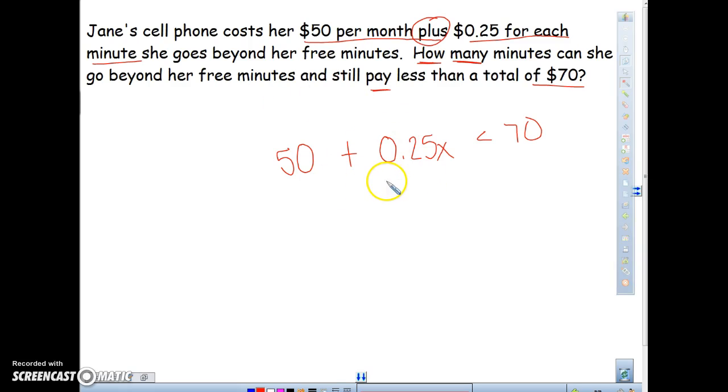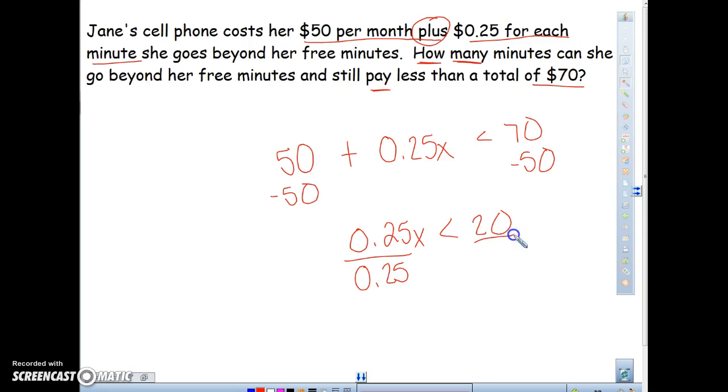And so then let's just solve it. Subtract 50. Divide by 0.25. And we don't have to graph this one once we solve. We just have to have an answer. So she can have less than 80 minutes. Less than 80 minutes will give her a bill of $70. And that concludes solving inequalities 1.5 for Algebra 2.